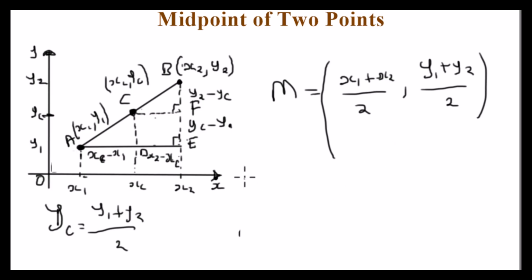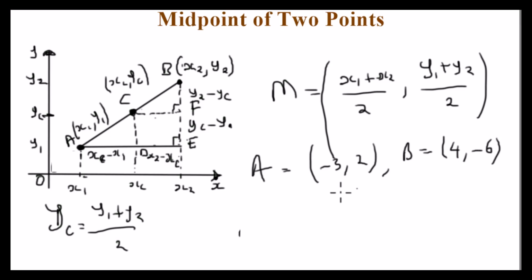So let's take an example. Let's say we're given 2 points, A to be minus 3, 2, and then B is equal to 4, negative 6, and we're being asked to find the midpoint of these values. Remember, in the previous video, we looked at how to find the distance between these 2 points. But for the sake of this example, we only want to find the midpoint.